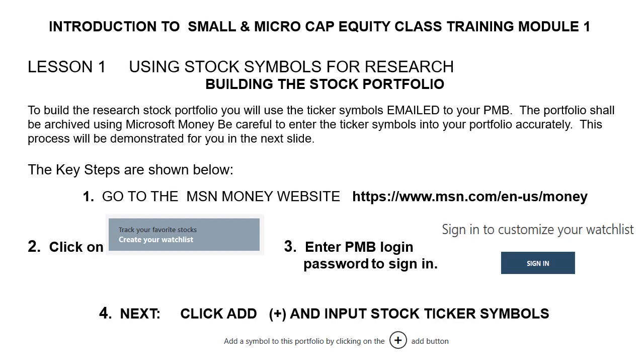In step 3, enter your Outlook username and password to sign into Microsoft Money. For step 4, click the plus sign and then input the stock ticker symbol. Just remember, the company is identified by the ticker symbol. The ticker symbol must be entered with care. The next slide will show how to accomplish this process.